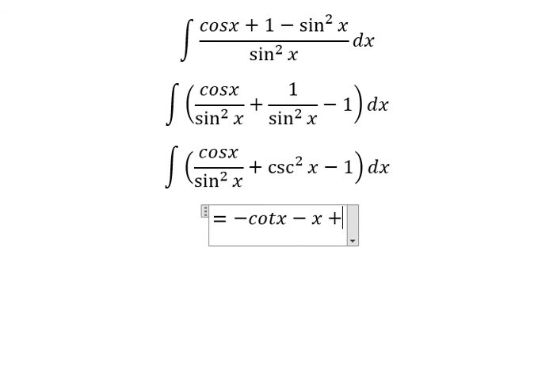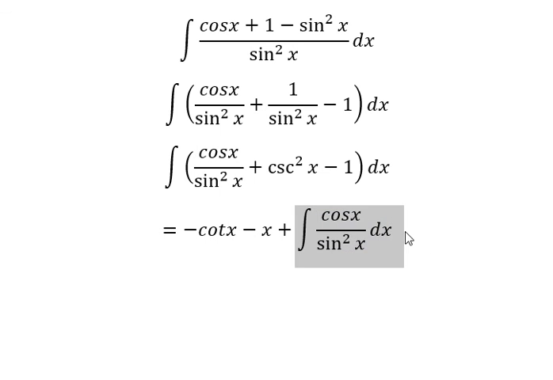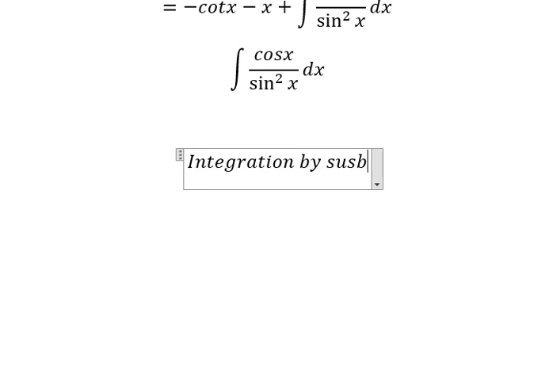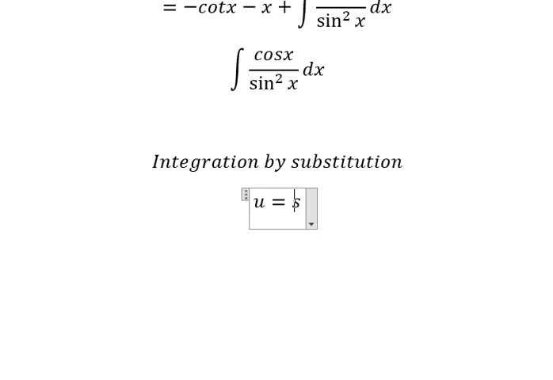And now we need to concentrate on this one only. So we need to use integration by substitution. So I will put u equals sine x. Next, we do the first derivative for both sides.